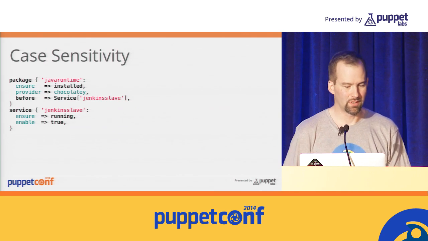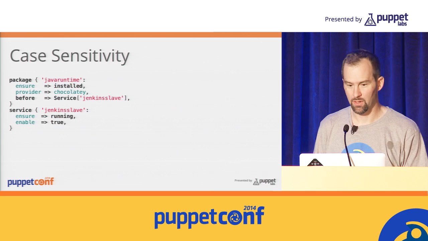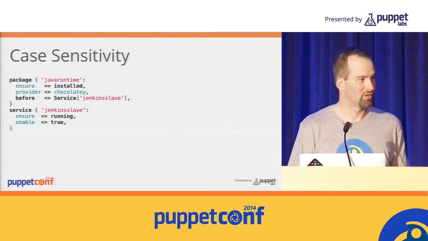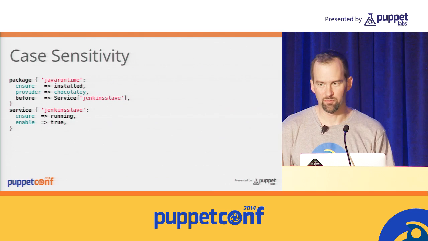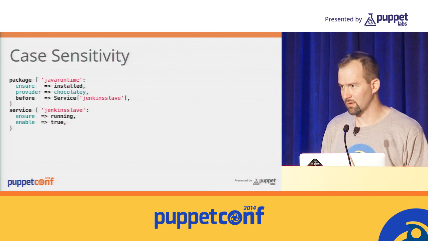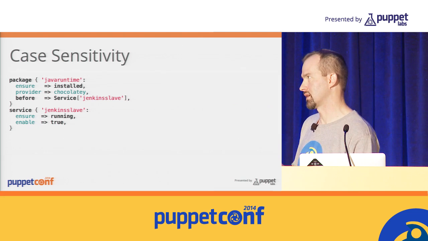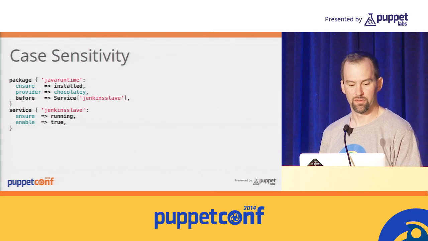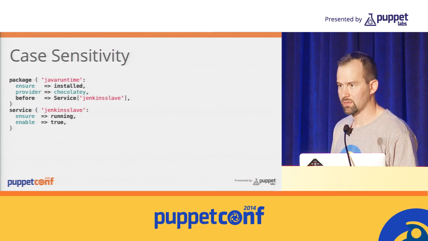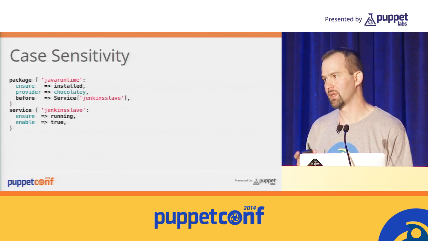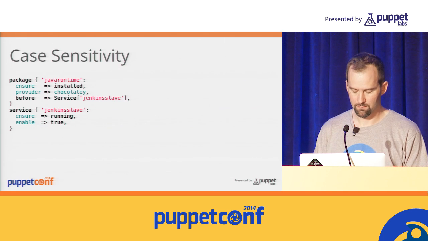And case sensitivity is something that we all have to deal with, unfortunately. Most Windows resources are case insensitive but case preserving. The thing for Puppet is to make sure that you're consistent in whatever you use. So in this case, I have a package resource that has a before relationship on the service. You can see Jenkins slave shows up in two places. Make sure that that case is consistent so that Puppet can map the relationship correctly.